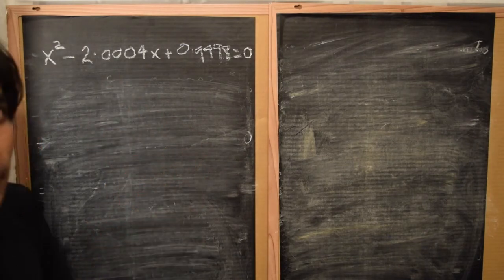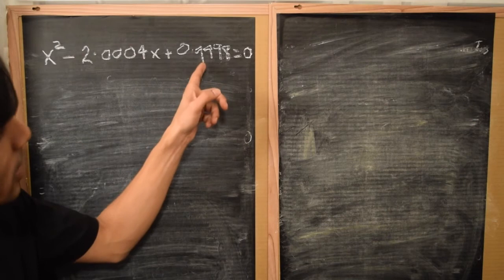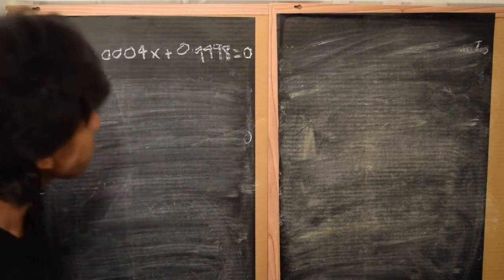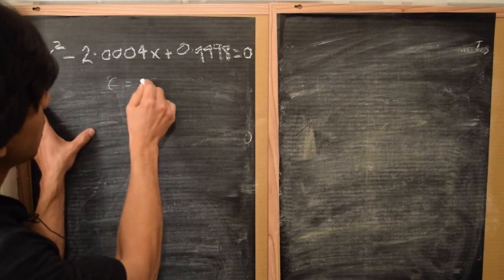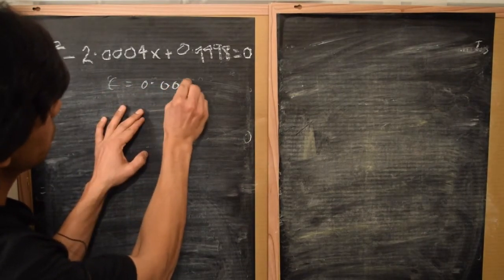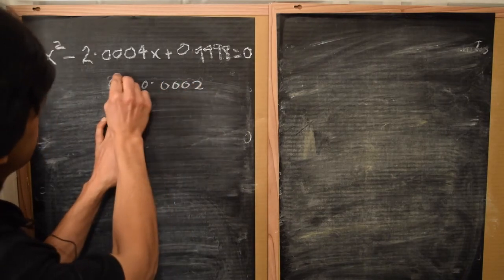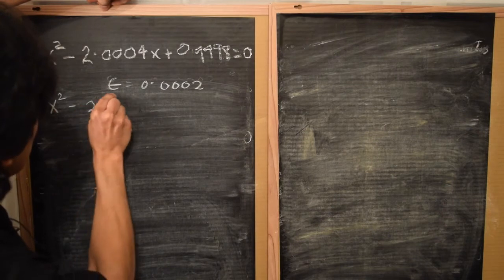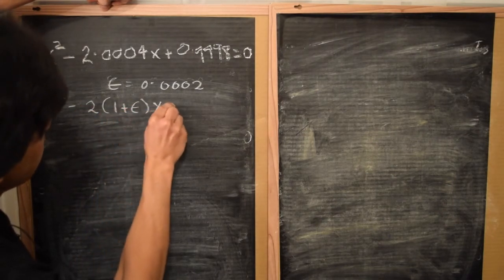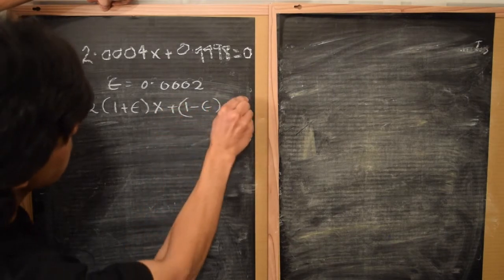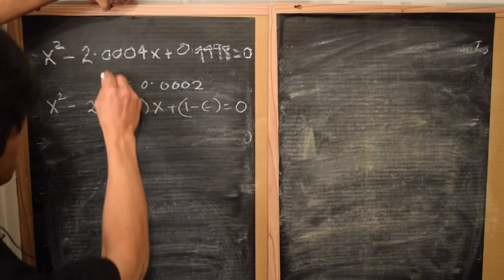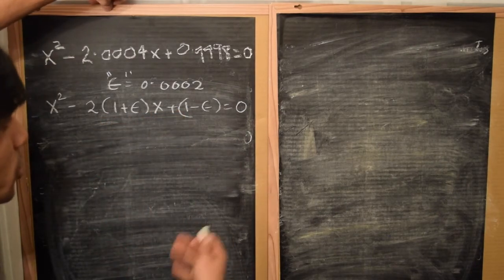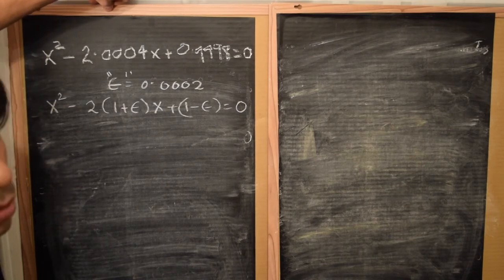One of the ways we can introduce a small parameter in this equation is we see that this is something slightly greater than 2 and this is something slightly less than 1. So let's define an epsilon which is 0.0002, and then we can write this equation in the form x squared minus 2(1 plus epsilon)x plus 1 minus epsilon equals 0, right? In terms of this parameter epsilon, we can recast the equation in this form, and then use the regular perturbation series method that we have developed to try and solve for the roots of this equation.